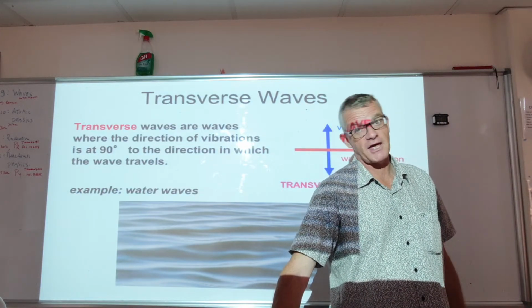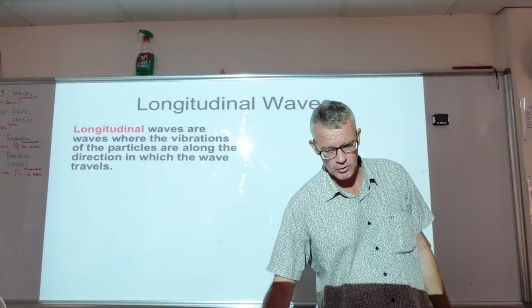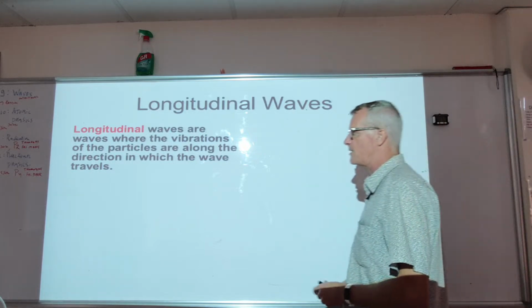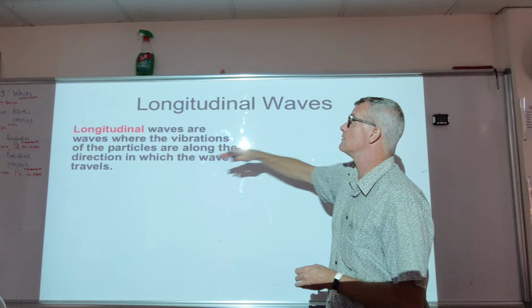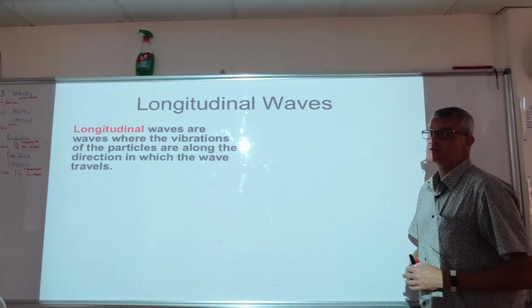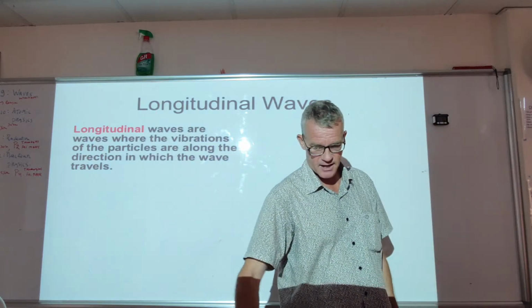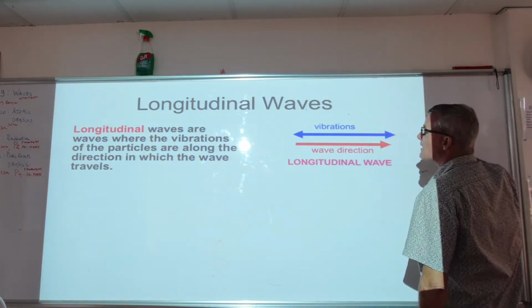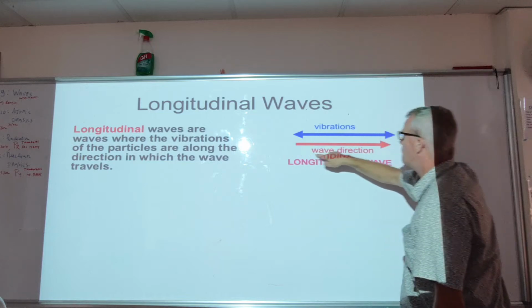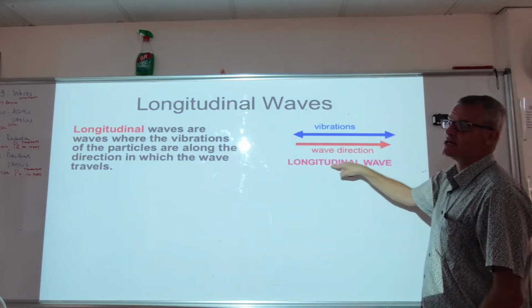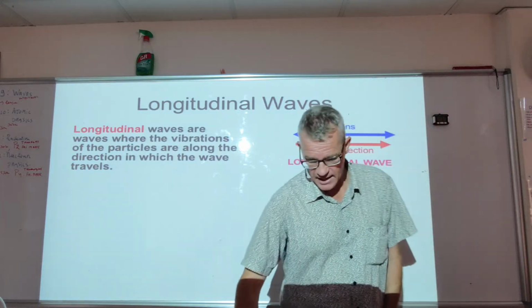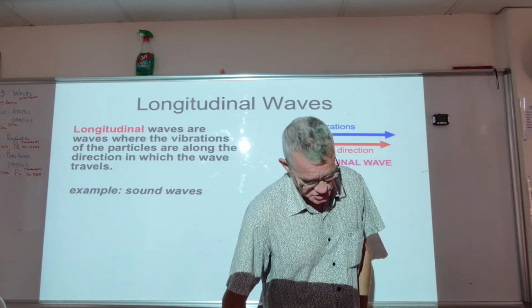Now, what is the other type of wave? You might have heard about it. Longitudinal waves. Longitudinal waves are waves where the vibration of the particles is along the direction in which the wave travels. So, vibration is now parallel to the wave direction. This is a longitudinal wave. And a clear example is sound waves.